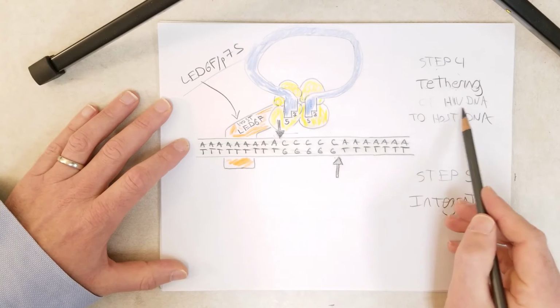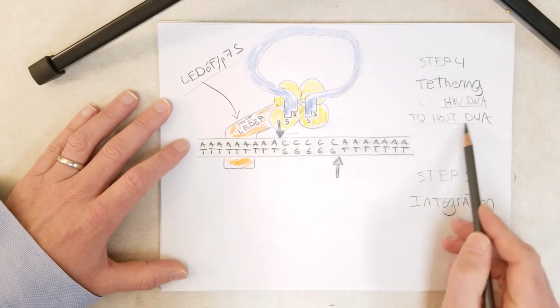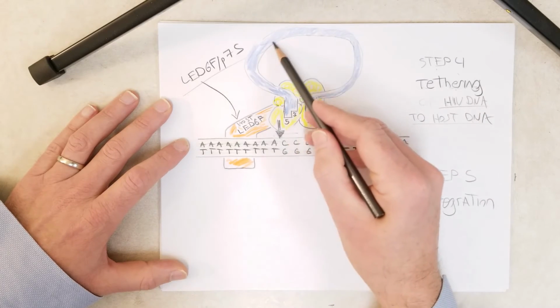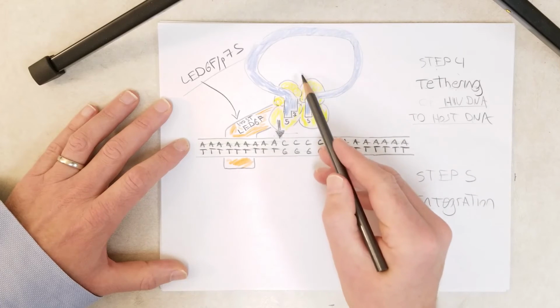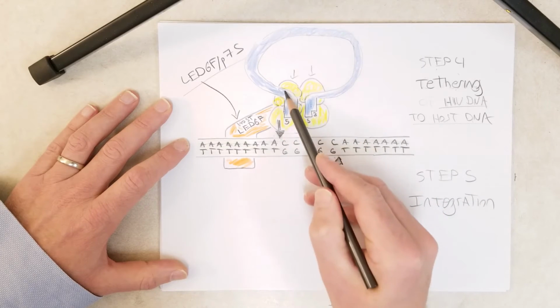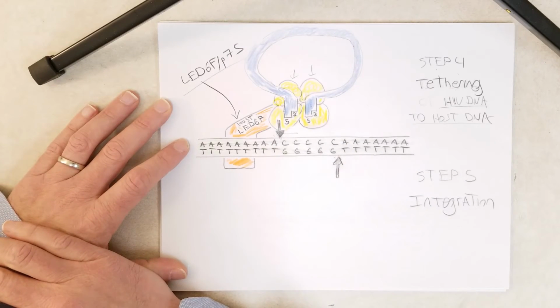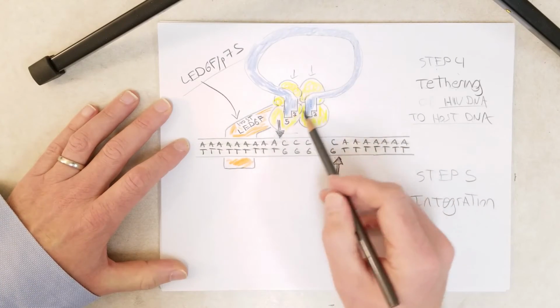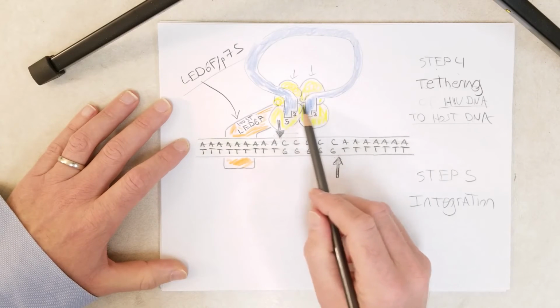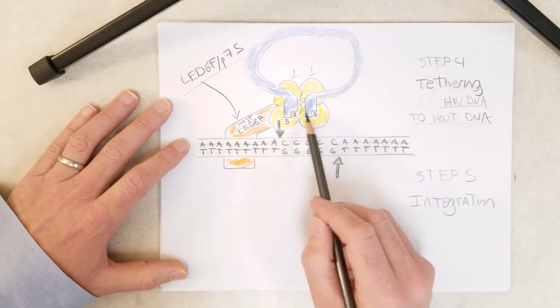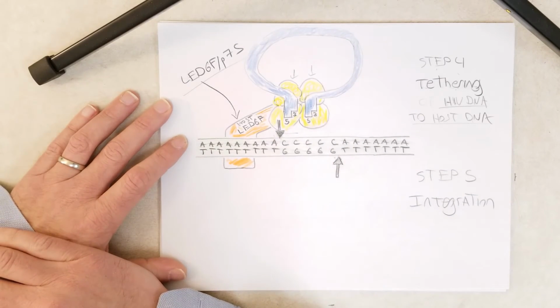So we have tethering of the HIV-1 DNA to host DNA, and you can see I have this little circle here. So it's thought that those integrase dimers come together to form a tetramer. So we have this integrase tetramer here, and we've got these ends rather close together. So these are the 3' processed ends of the HIV-1 DNA.